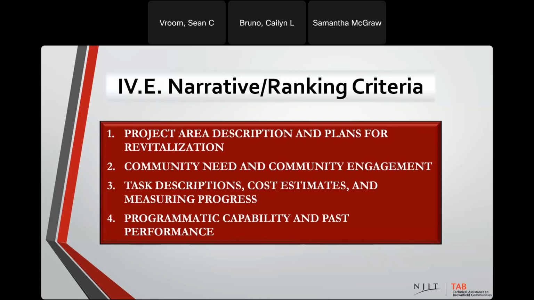EPA's grants, all of them, are broken into 4 sections of criteria. The first one is project area description and plans for revitalization. The second one is community need and community engagement. The third one is task descriptions, cost estimates, and measuring progress. And the fourth is programmatic capability and past performance.